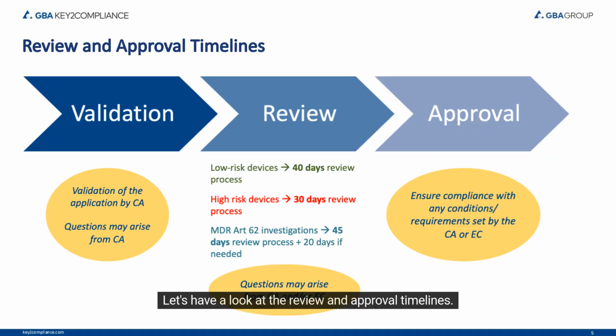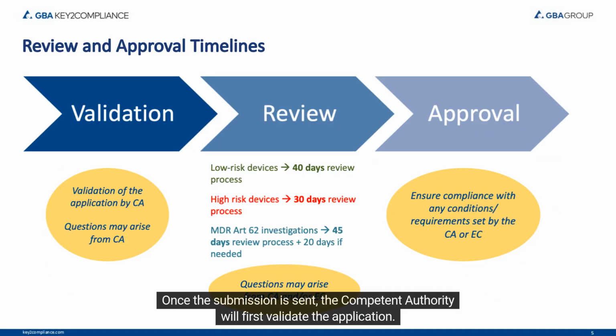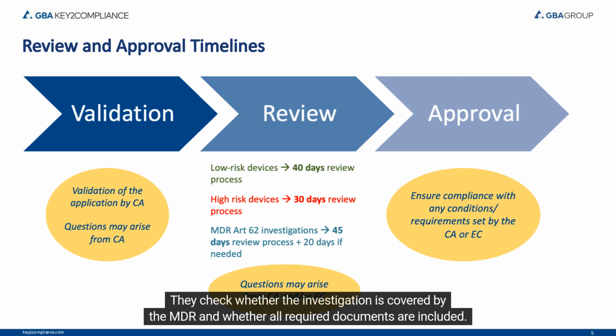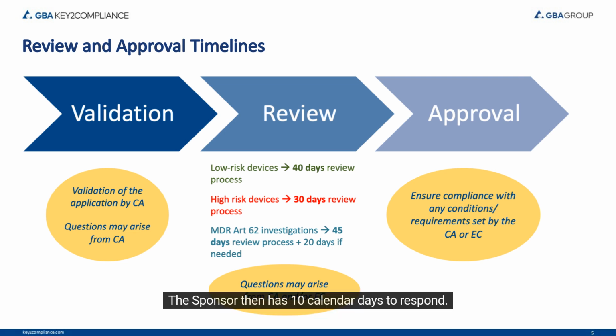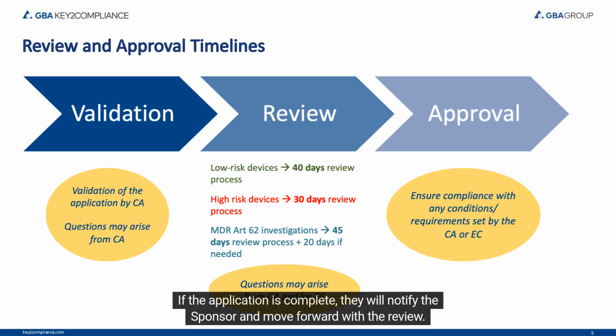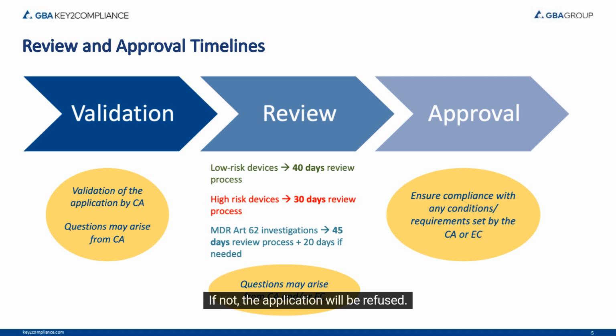Let's have a look at the review and approval timelines. Once the submission is sent, the competent authority will first validate the application. They check whether the investigation is covered by the MDR and whether all required documents are included. If something is missing, or if the study doesn't fall under the MDR, they will contact the sponsor. The sponsor then has 10 calendar days to respond. If the application is complete, they will notify the sponsor and move forward with the review. If not, the application will be refused.